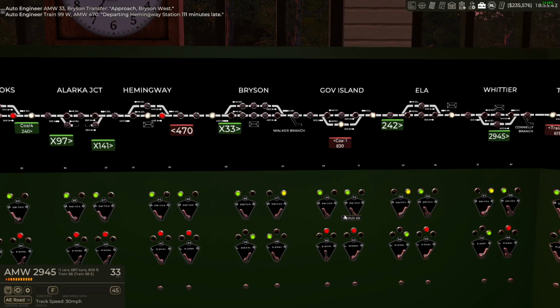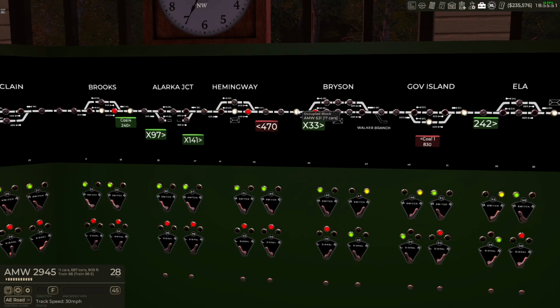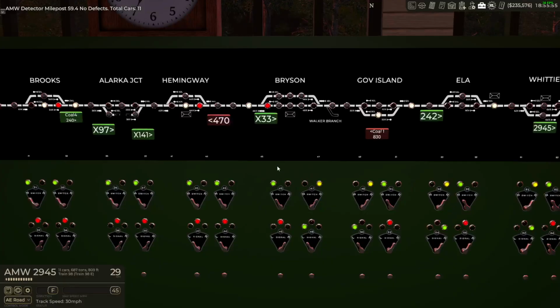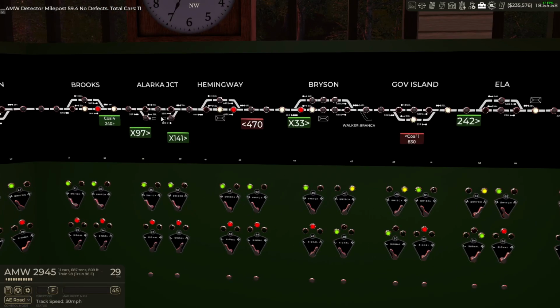Coal 1, I've had you sitting for a while. Apologies. We're gonna get you into the hole in Bryson to meet 33 and 631. Understood. Proceeding westbound to Bryson. You're taking the hole.